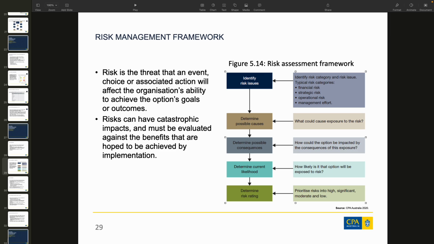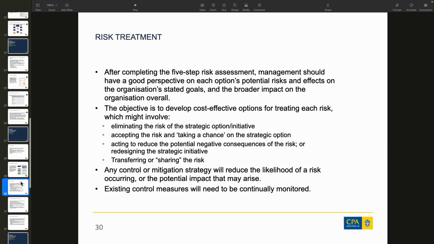Now, are we okay on the different levels already? Okay. After that, we come to risk treatment. After completing the 5-step risk assessment, management should have a good perspective of each option, potential risk and effect on the stated goal, and the broader impact on the organization overall. So they know which risk does what. The objective is to develop a cost-effective option for treating each risk. You can use TARA. Okay, the approach we use is going to be TARA. What is TARA?